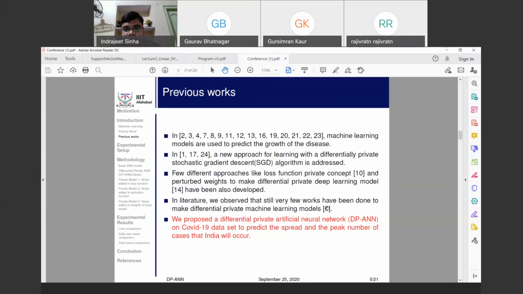In the literature review, we observed that very few works have been done so far on machine learning for privacy concerns. So after looking at all of these things, we proposed this work, a differentially private neural network on a COVID-19 dataset, so that we can predict how much spread of this disease can occur during a certain period of time, and what the peak number of cases in India is during this period.